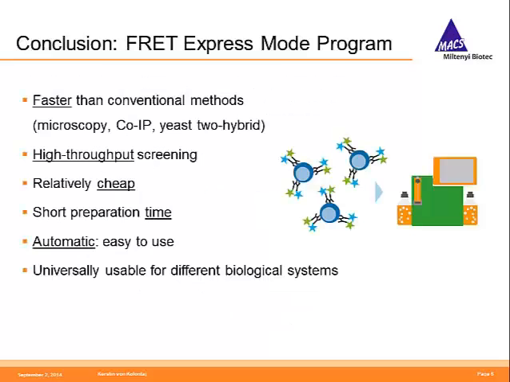So, summing up, we developed the FRET Express Mode program, which is really much faster than the conventional methods like microscopy or co-IP or the yeast two-hybrid system. You can perform high-throughput screenings because it's on a flow cytometer, and you can analyze thousands of cells within a second. It's relatively cheap, as long as you have your flow cytometer anyway, because you can simply use antibody conjugates. You need a very short preparation time if you use antibody conjugates, because you simply have to incubate and that's it. And as it is now automatic, it is easy to use.